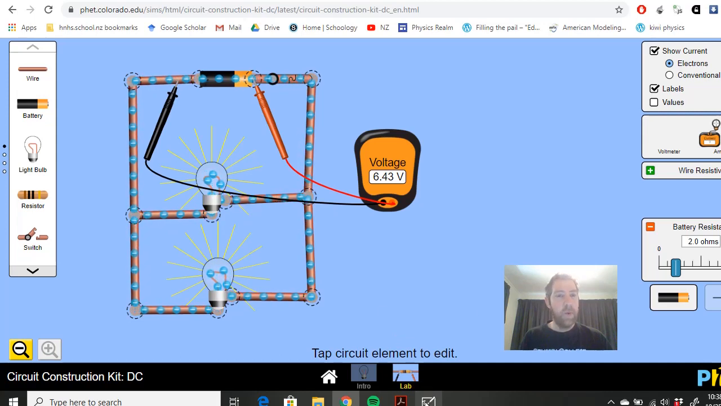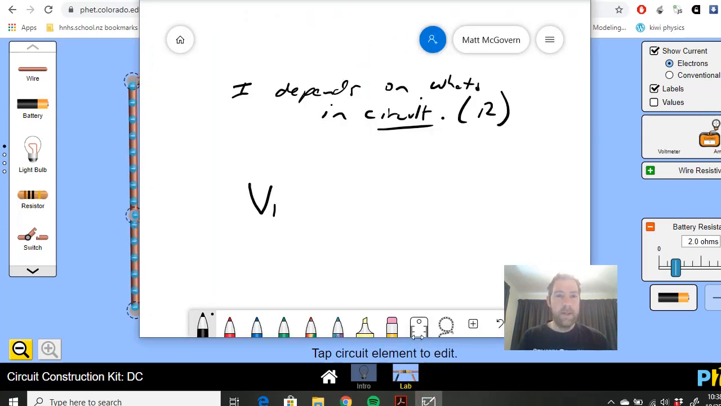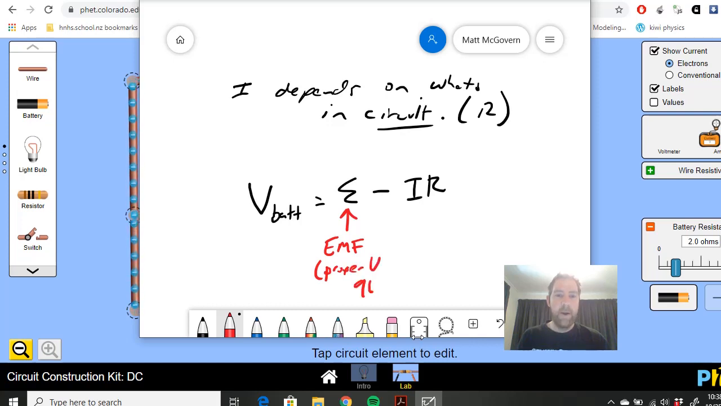The overall equation for what we can measure over the battery is V battery. It's equal to this thing here, which we'll explain in a minute, minus what's in the circuit. So the voltage of the battery is given by the EMF, and this is, I guess you could say, the proper voltage. In this case, it was 9 volts. Subtract how much current's flowing in the circuit. So this is the total current in the circuit. And multiply that by the internal resistance. This is a new concept.